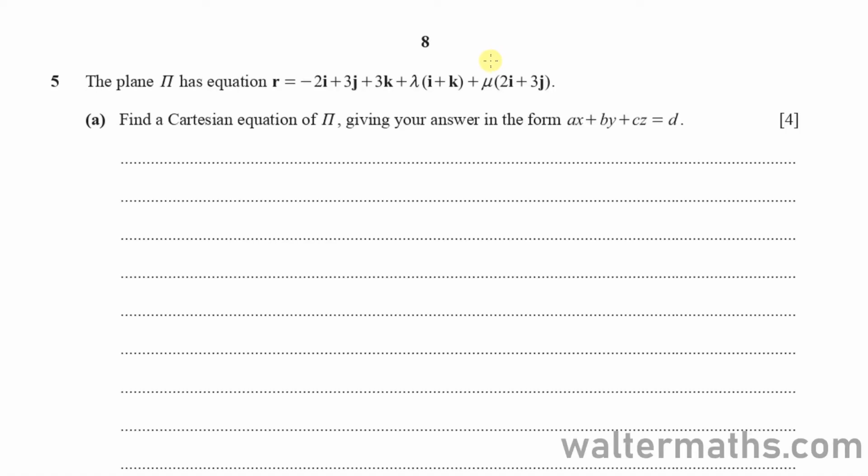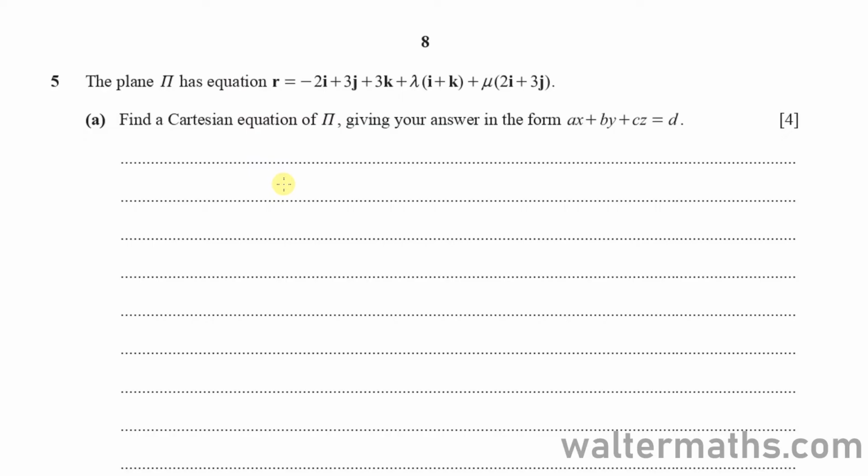Question number 5. The plane pi has equation r is equal to minus 2i plus 3j plus 3k plus lambda of i plus k plus mu of 2i plus 3j. So on A, find a Cartesian equation of pi, giving your answer in the form ax plus by plus cz equal to d.